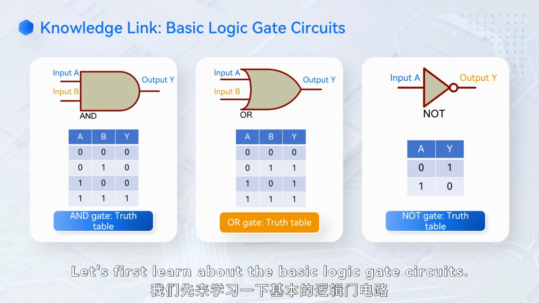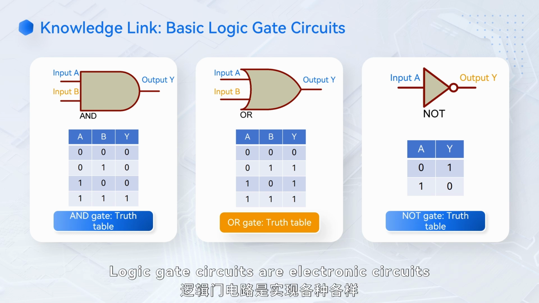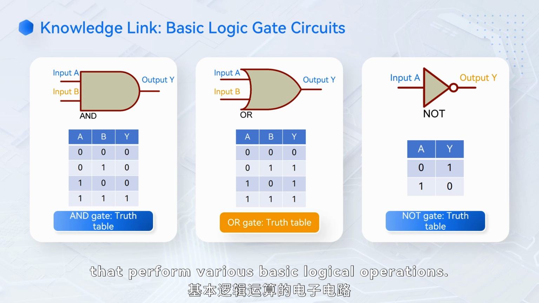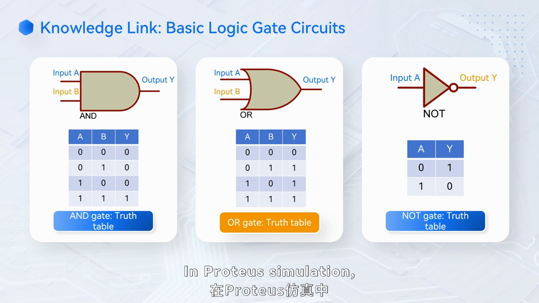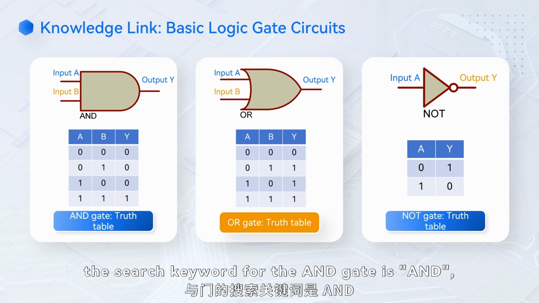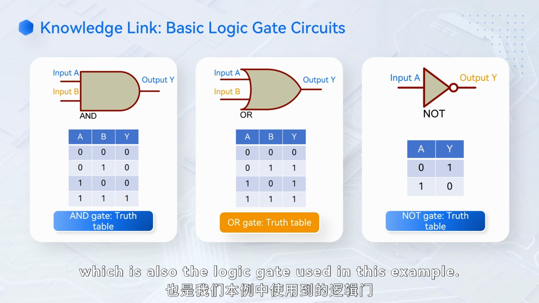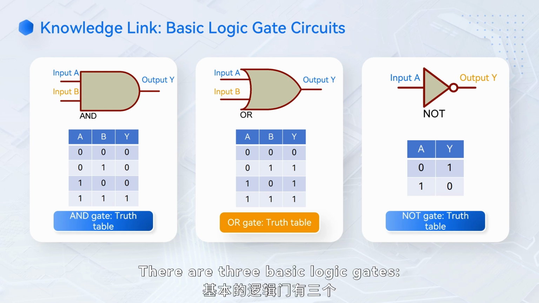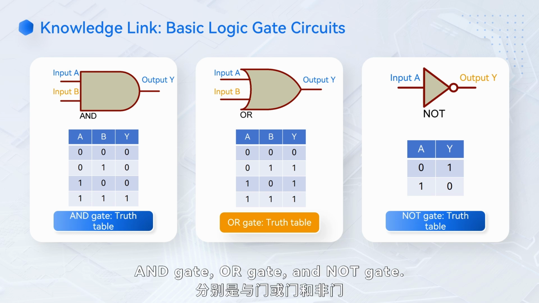Let's first learn about the basic logic gate circuits. Logic gate circuits are electronic circuits that perform various basic logical operations. In Proteus simulation, the search keyword for the AND gate is AND, which is also the logic gate used in this example. There are three basic logic gates: AND gate, OR gate, and NOT gate.